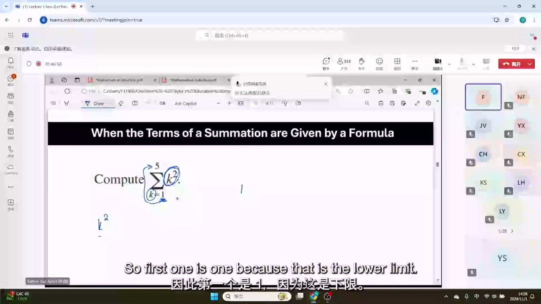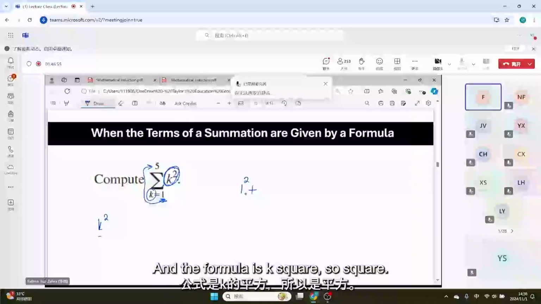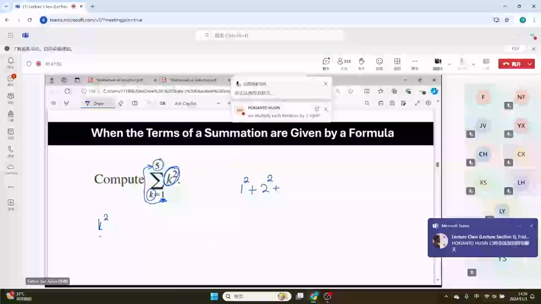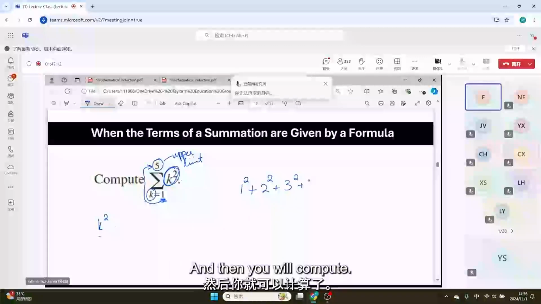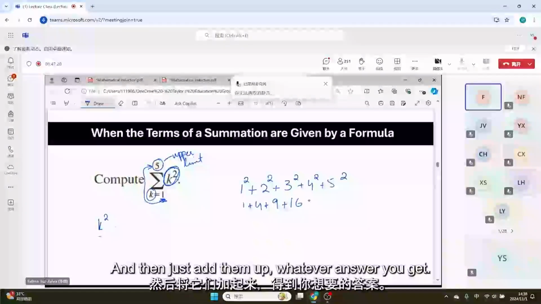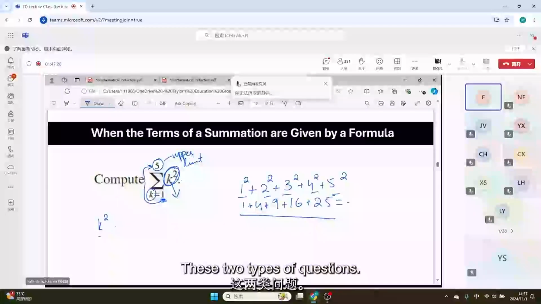So the first one is 1 because that is the lower limit, squared, plus after 1, what is the next integer? 2, and the formula is k square, so squared. After that 3, you have to reach till the upper limit. So like this, 4, you have to reach till 5, and then you will compute, and just add them up, whatever answer you get. So either the values for these terms are given to you, or you have to compute them yourself. These are the two types of questions.